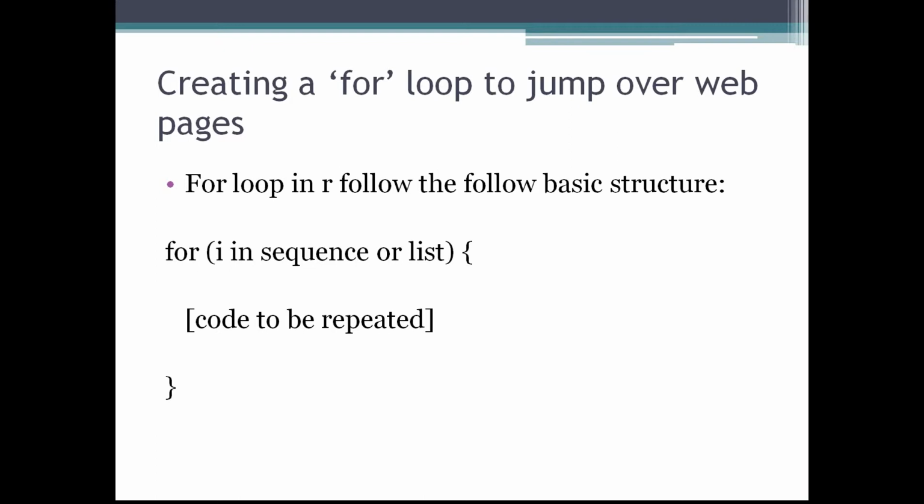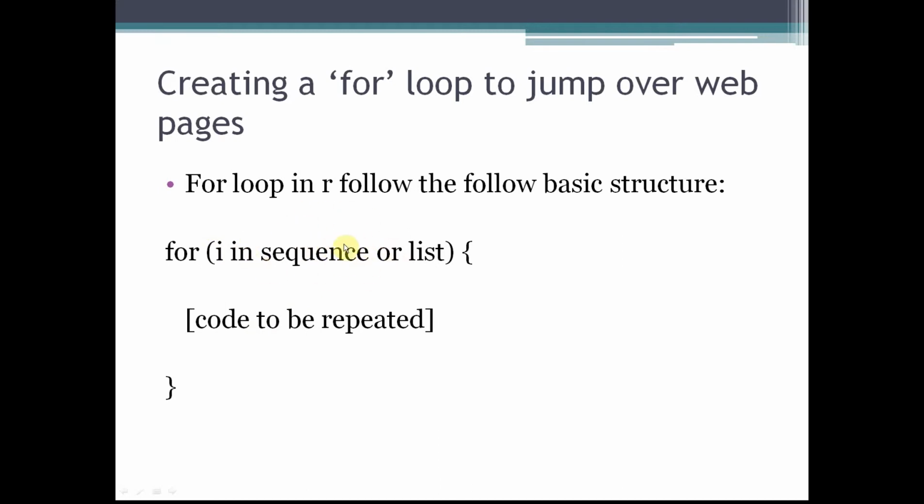So the basic structure of a for loop is the following. You have the keyword for, and then you open up brackets, and you have a word or letter, and it doesn't have to be an i, it could be any kind of word. Then there's normally a sequence or a list, it could be a series of numbers, and then you end the bracket. So what that's saying is, for every i in the sequence, repeat the following code that is enclosed in these squiggly brackets. This code is going to get repeated X amount of times depending upon the arguments in this function.